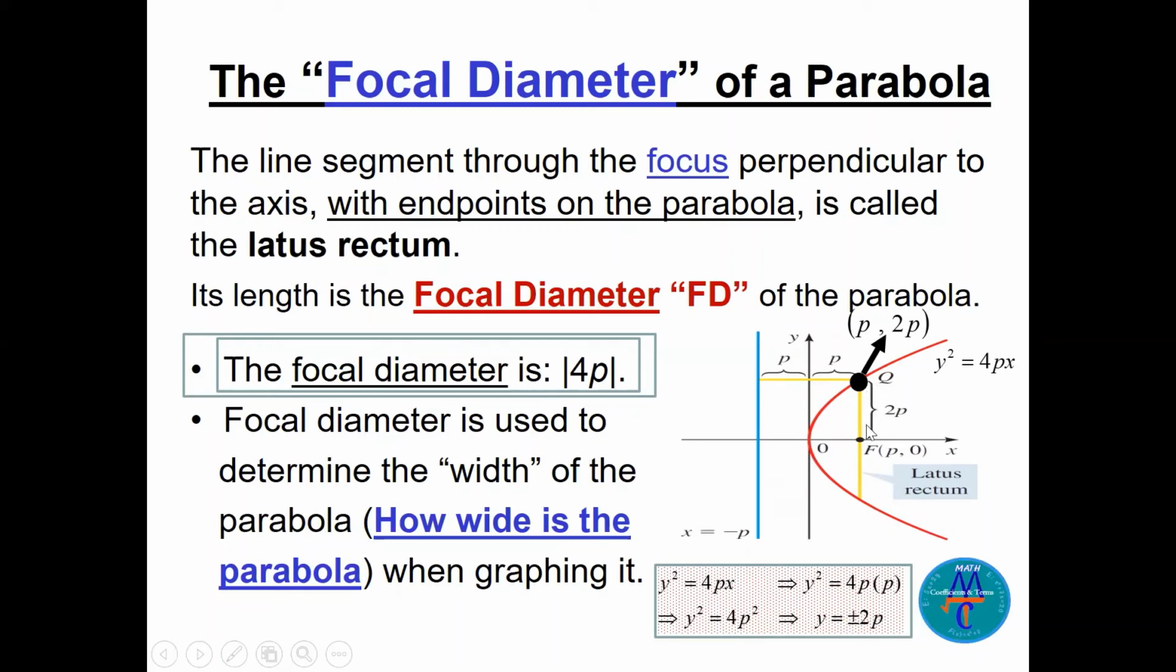And I need the length of this whole line segment, which we call the focal diameter, which is like a diameter through the focus in the parabola. Now the focal diameter is used to determine the width of the parabola, how wide. Because if P is a big number, like 5, 6, 7, 10, whatever, we know that the parabola is wide. If P is small, the focal diameter is small, that means the parabola is narrow.